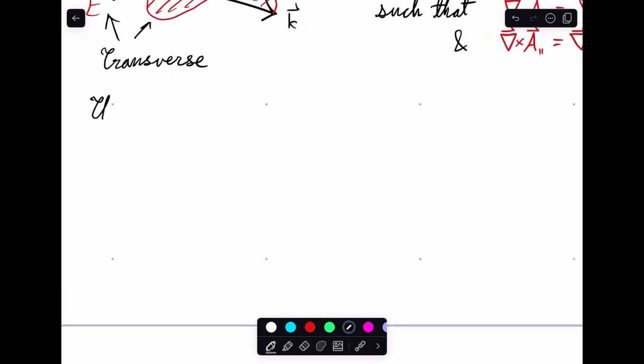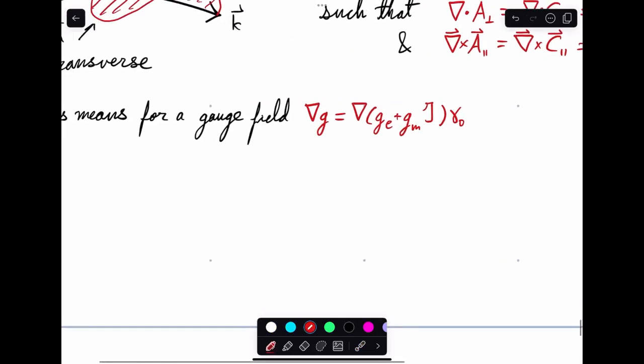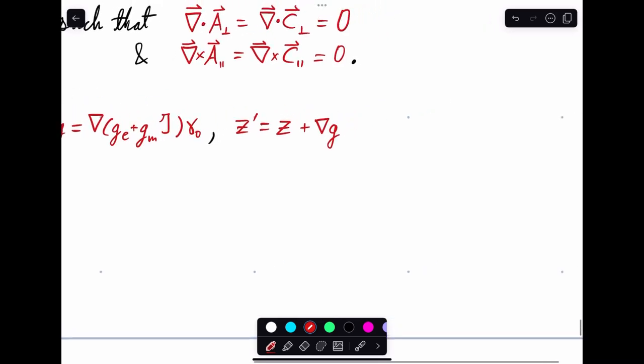So this means for a gauge field G, where this G is equal to GE plus GM I gamma naught, the relative frame version of this complex vector, for this gauge field, Z prime, which is the new field, is the old complex vector field plus the divergence of G.